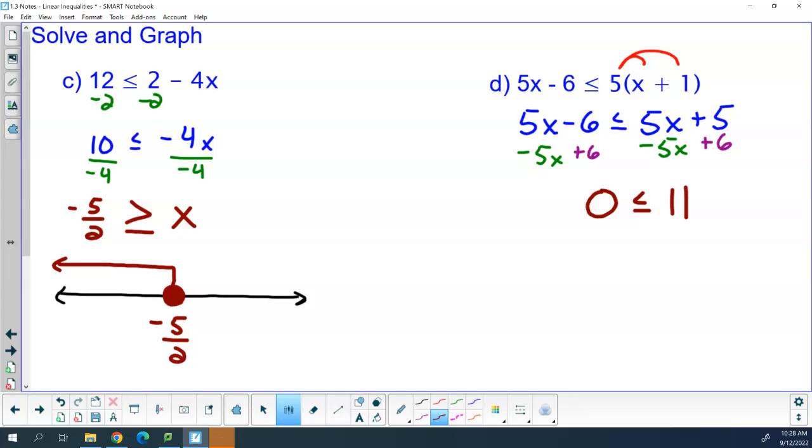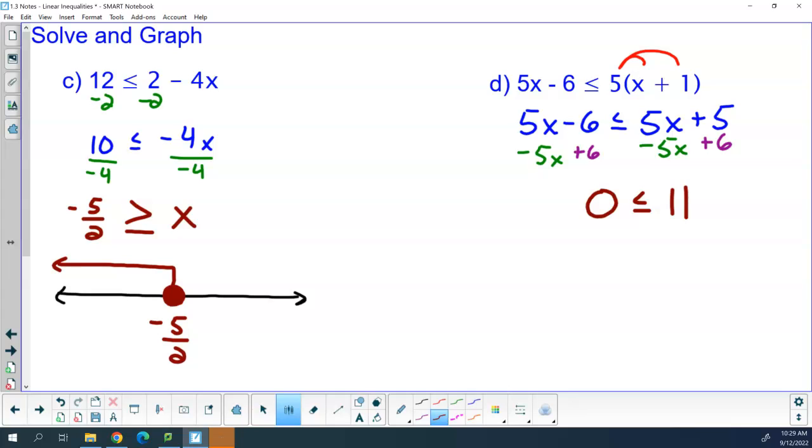Is that a true or a false statement? Is 11 bigger than 0? Yes. So is that a true statement then? Yes. So that would be true.